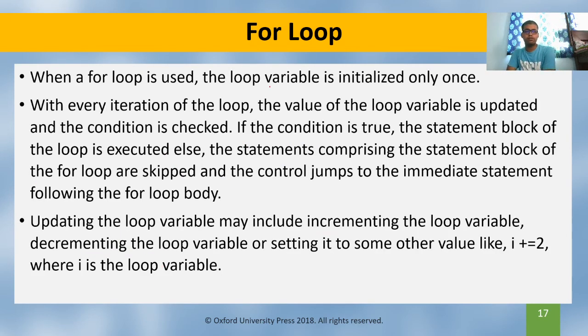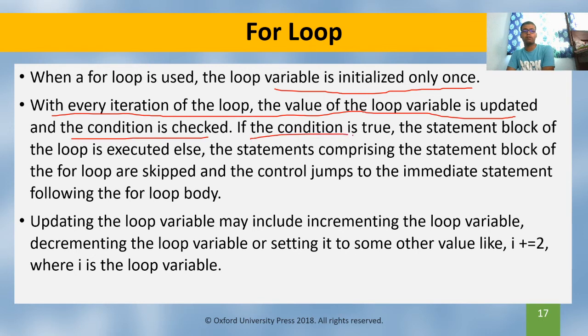When a for loop is used, the loop variable is initialized only once. With every iteration of the loop, the value of the loop variable is updated, and the condition is checked. If the condition is true, the statement block of the loop is executed. Else, the statements comprising the statement block of the loop are skipped, and control jumps to the immediate statement following the loop body. So in all these cases, whenever the condition is not met, it goes to the immediate statement following the loop body.